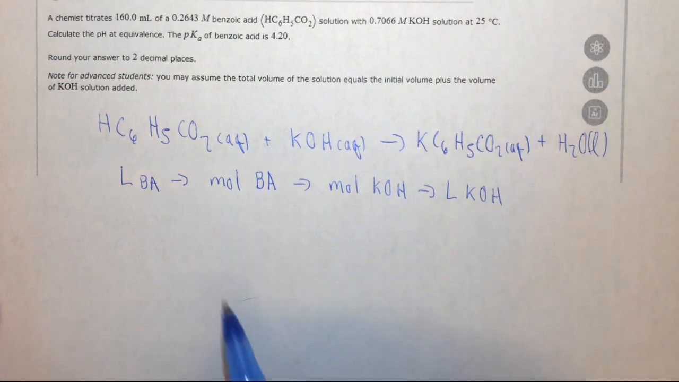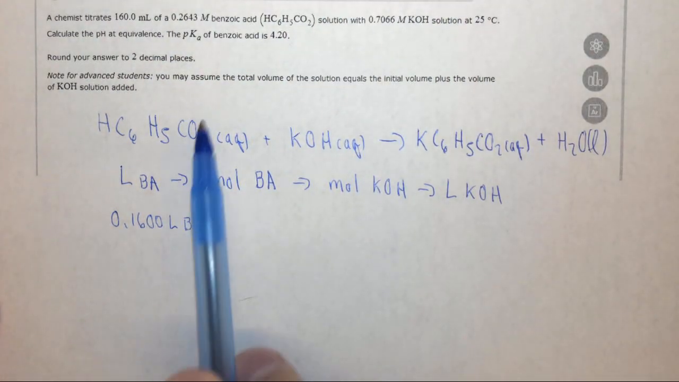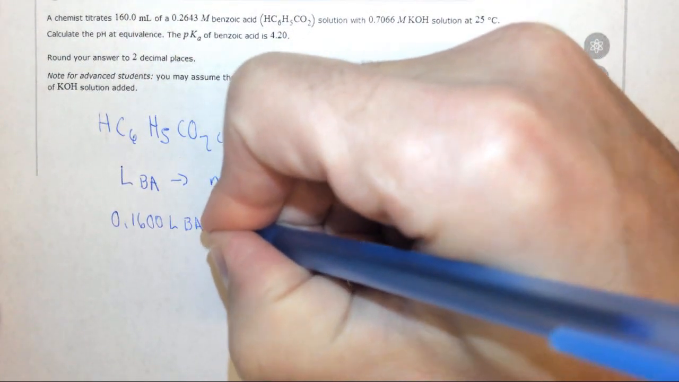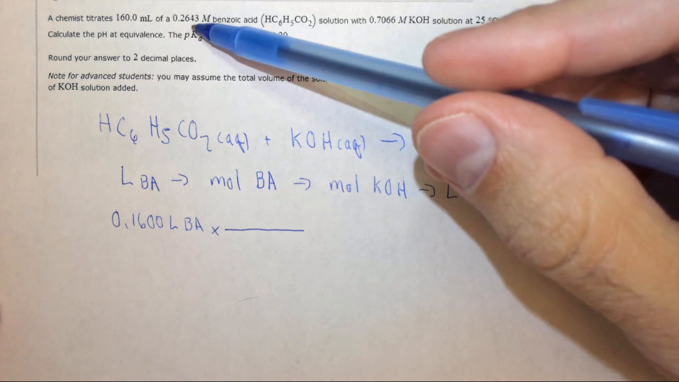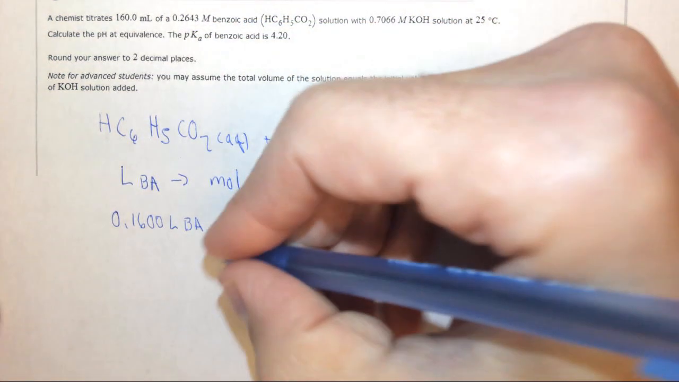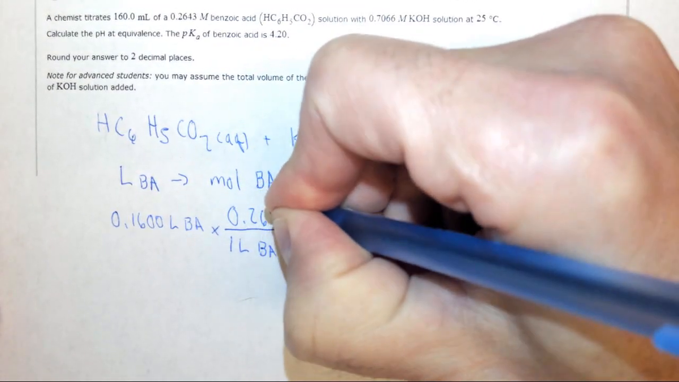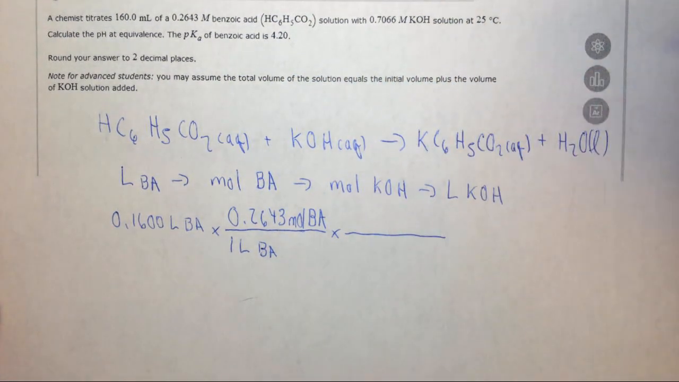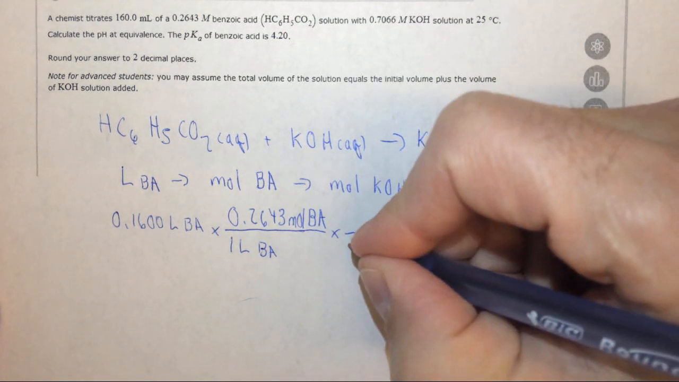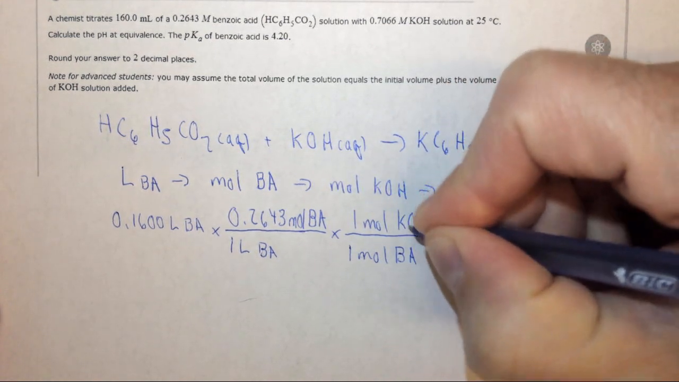So in this case, we started with 0.1600 liters of benzoic acid solution. I just took the milliliters and divided by 1,000. We're going to use the molarity to convert this to moles. We know there's 0.2643 moles of benzoic acid per liter. So we put 1 liter of benzoic acid solution on the bottom and the 0.2643 moles of benzoic acid on the top. Times, we have a 1-to-1 stoichiometry. So there's 1 mole of benzoic acid per 1 mole of KOH.